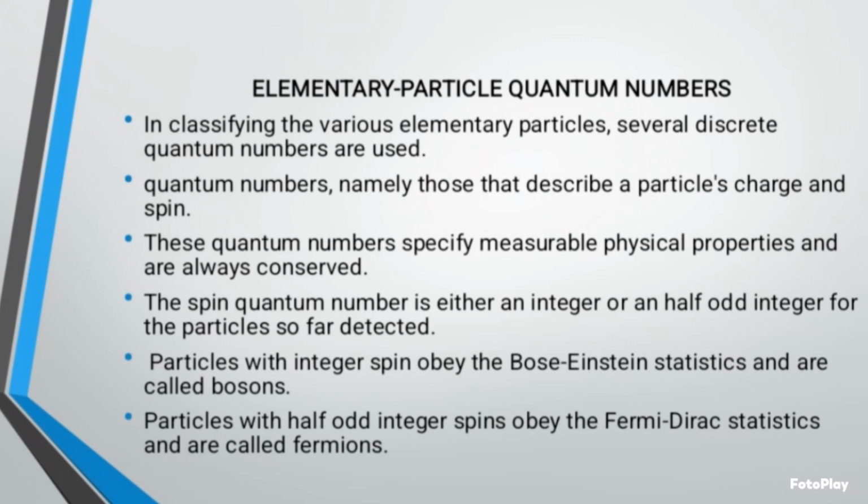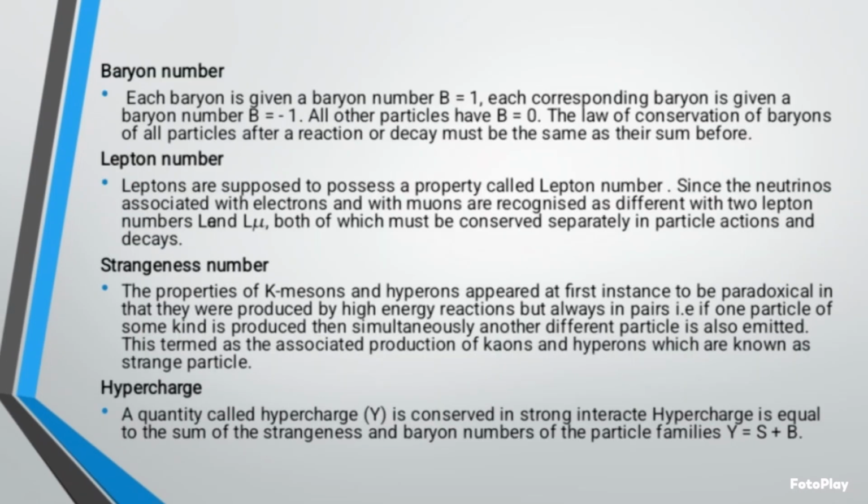Today we are diving into the world of quantum numbers. In classifying the various elementary particles, several discrete quantum numbers are used. We are already familiar with two such quantum numbers, namely charge and spin. These quantum numbers specify measurable physical properties and are always conserved. And the other quantum numbers are baryon number, lepton number, strangeness number, hypercharge, and isospin quantum numbers.